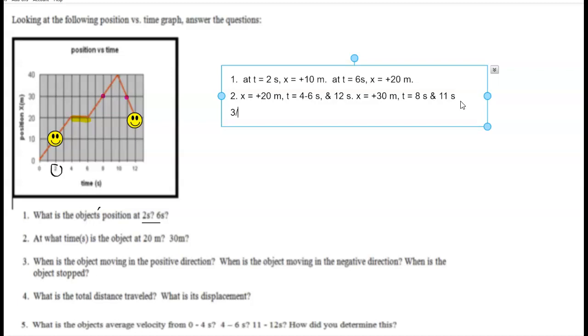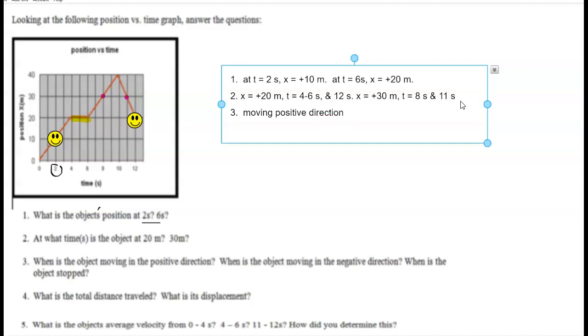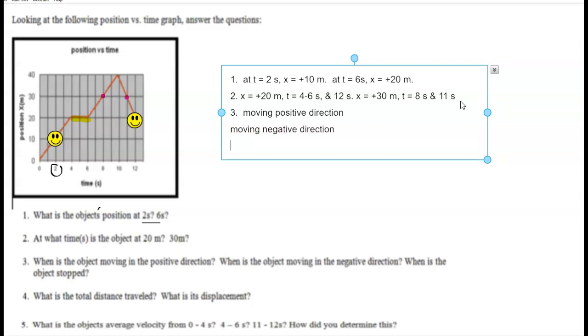Question 3 asks for several things here. So it says moving in the positive direction. Then it asks you about moving in a negative direction. And then finally it says when is the object stopped. Okay, so we need to examine moving and think about moving.